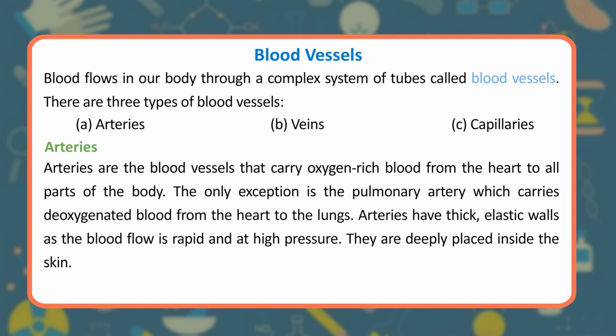Arteries. Arteries are the blood vessels that carry oxygen-rich blood from the heart to all parts of the body. The only exception is the pulmonary artery, which carries deoxygenated blood from the heart to the lungs. Arteries have thick, elastic walls as the blood flow is rapid and at high pressure. They are deeply placed inside the skin.